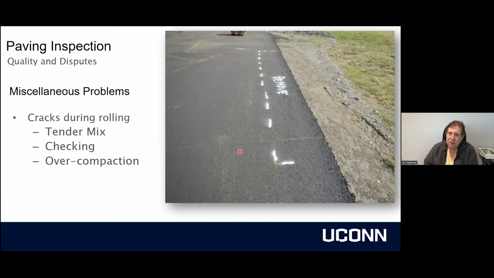We can have mixes that are so soft that they can't support the weight of the roller. And they'll actually squirt out underneath the weight of the roller, and you can never compact them. Those are what's known as a tender mix.